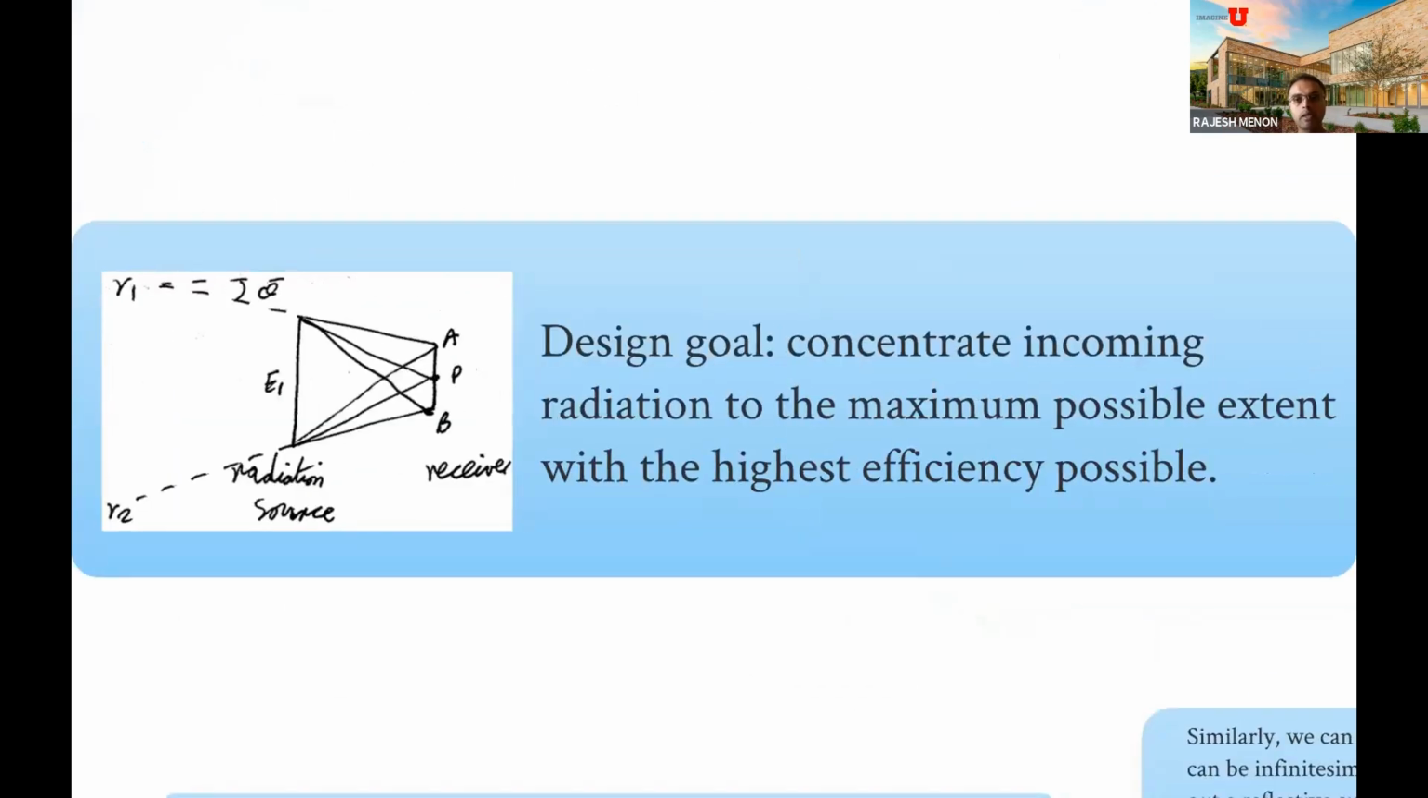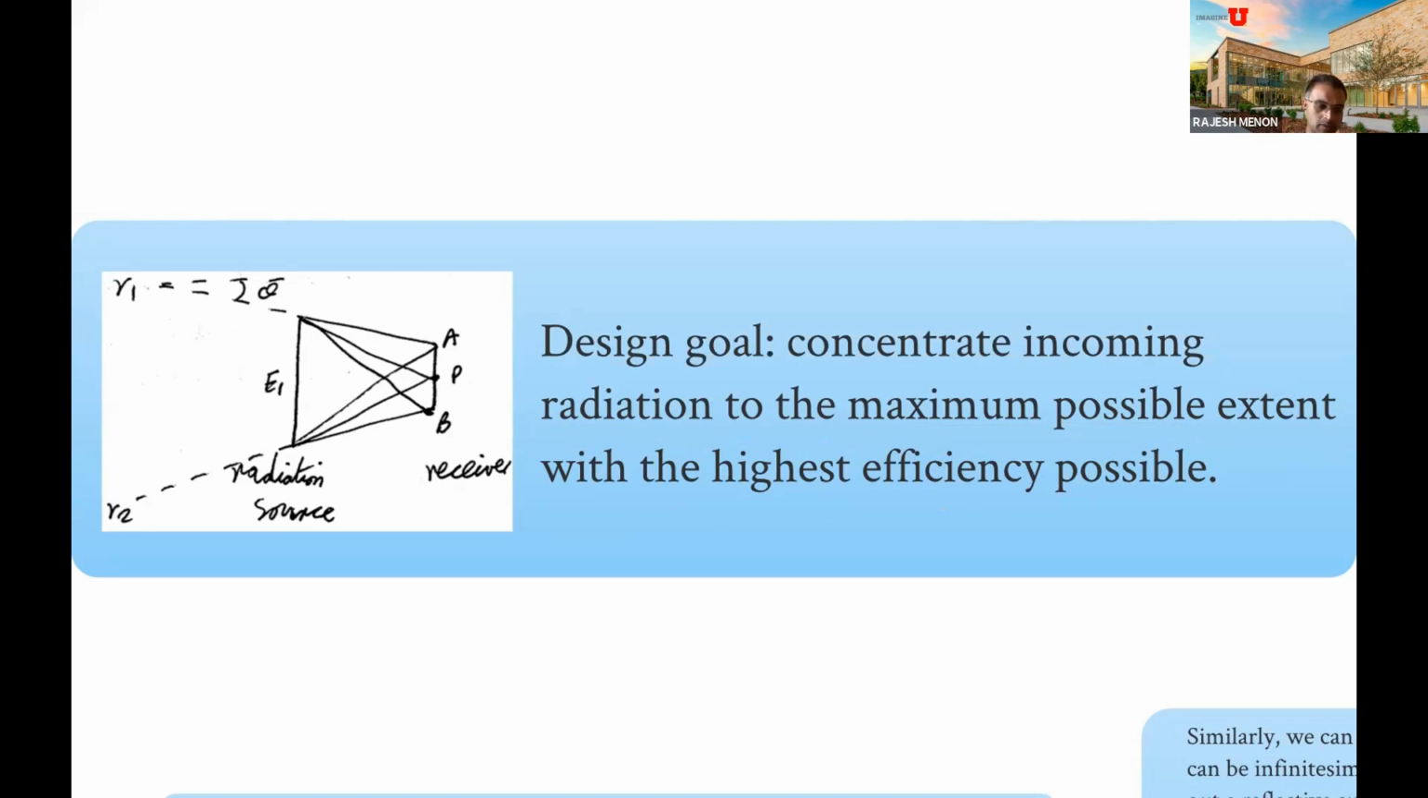Now, let's think about what we are trying to do. Our goal is to transfer power from the source, whether it's the sun or the lamp or whatever, to a receiver like the solar cell or something else. That's our design goal: to concentrate incoming radiation to the maximum possible extent with the highest possible efficiency. So now let's think about what that means in the schematic.